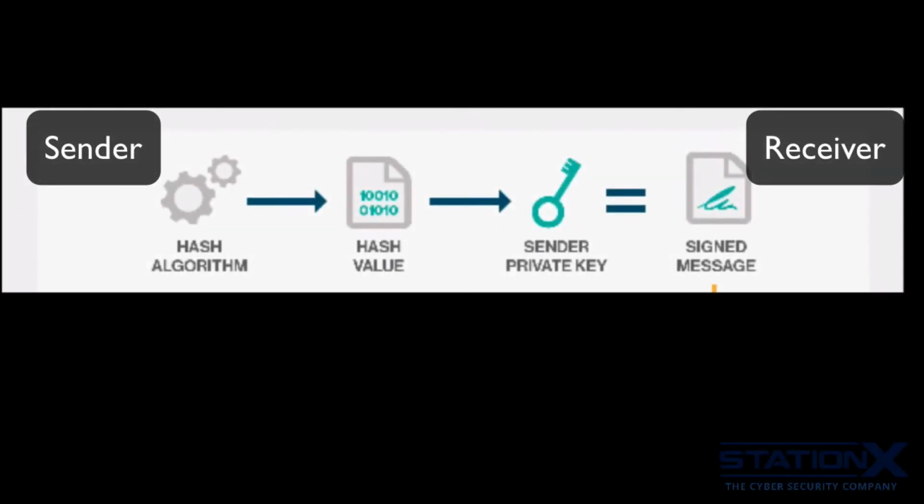So now on to digital signatures. Now, a digital signature is a hash value, which we just discussed. So it's the fixed length result of a hash function that is encrypted with the sender's private key to produce the digital signature or the signed message. So a digital signature is technically a stamp of approval for the signer.